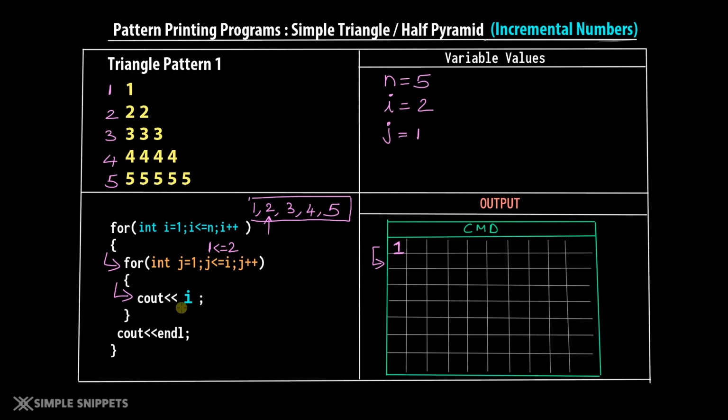You will say cout i. What is the value of i now? i has become 2. So you'll print 2. After this statement, this is the only statement in the second for loop. You'll again come at the start of the for loop. You will say j++. So now j will become 2.